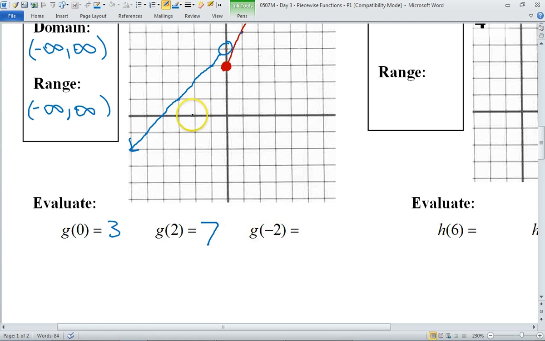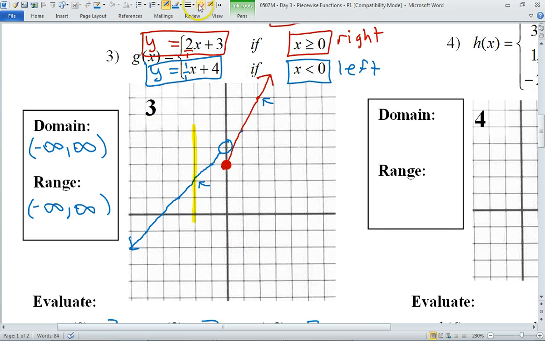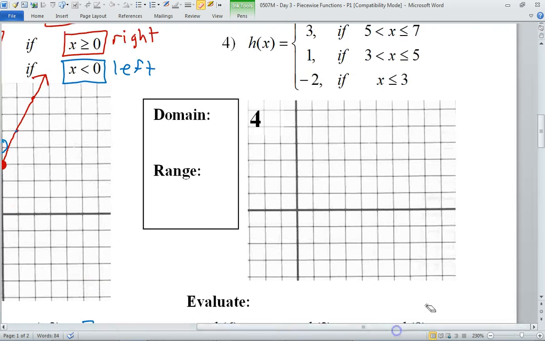What about at negative 2? Well, here I am at negative 2. I think I'll use a highlighter mark this time. Here I am at negative 2. I make a vertical line and see where I am. I'm right here at positive 2. So that's really the quickest way to do it if you trust your graph. But I could have plugged those values into the equations as well if I wanted to. Any questions so far? All right, look at number 4.